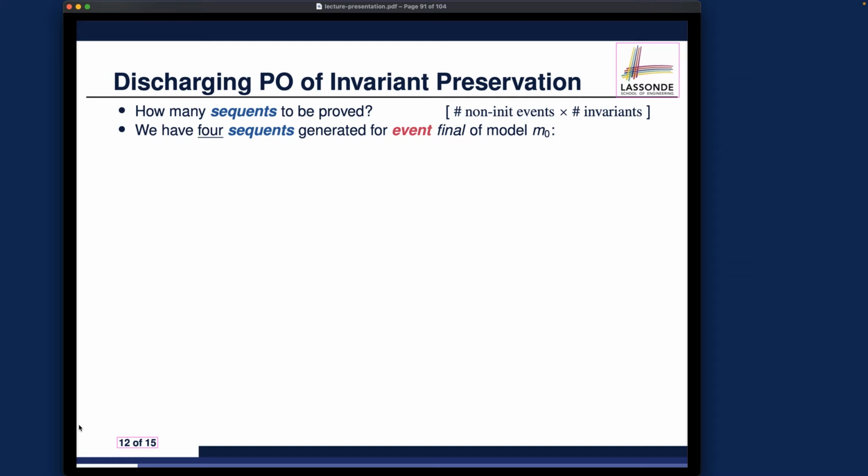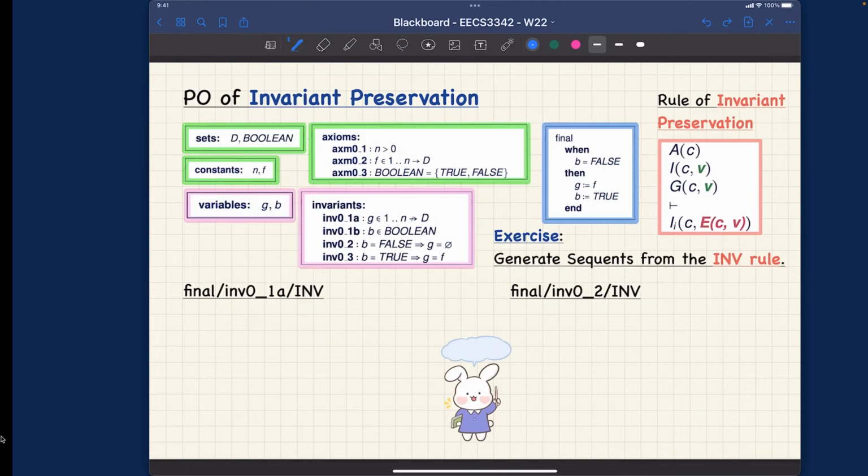Let's try to prove some of them together, and the remaining ones will be left to you as exercises, as usual. Let's take a look.